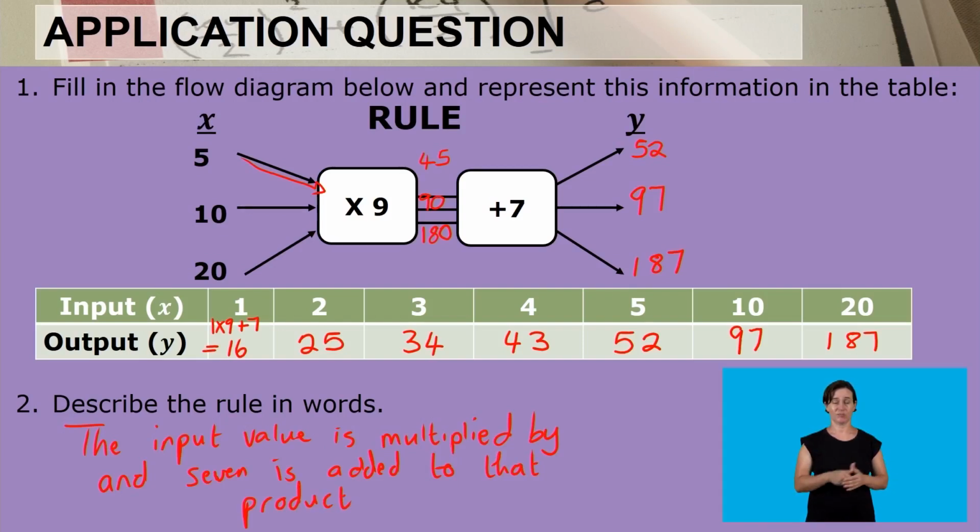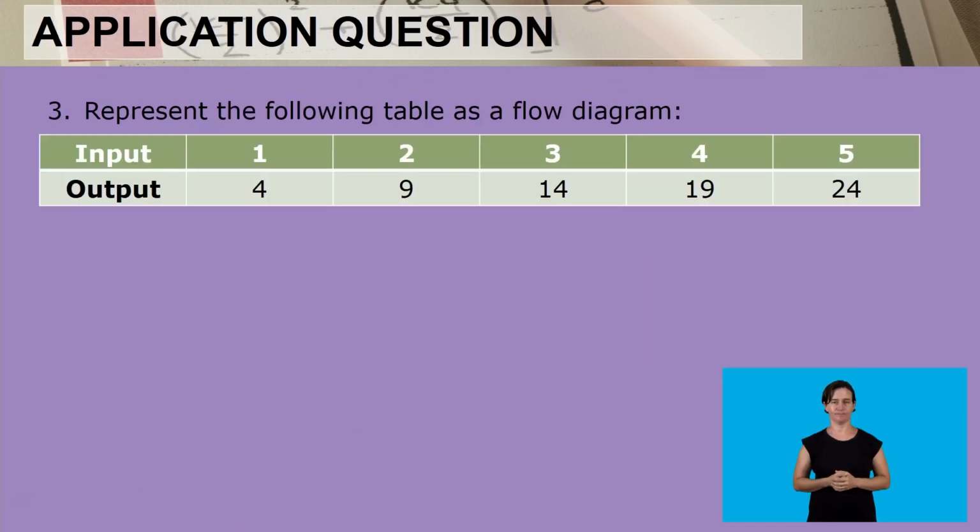So the input value is multiplied by 9. We didn't write that in. Since it's words, let's just write everything in words. So the input value is multiplied by 9 and 7 is added to that product. That would be this rule in words from our flow diagram, and of course we've seen from our table as well. Let's move on to the next question.